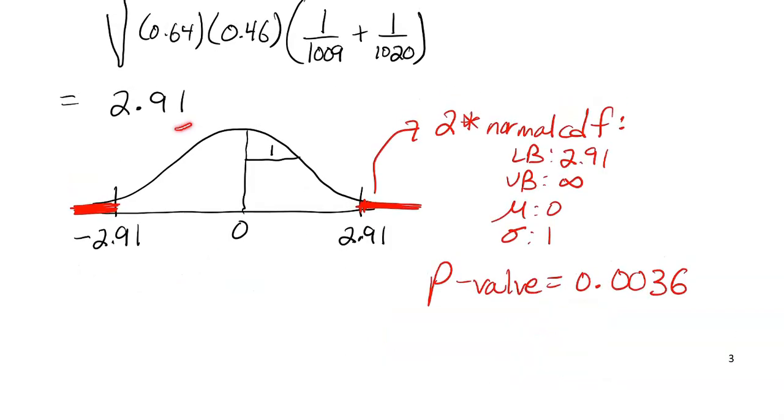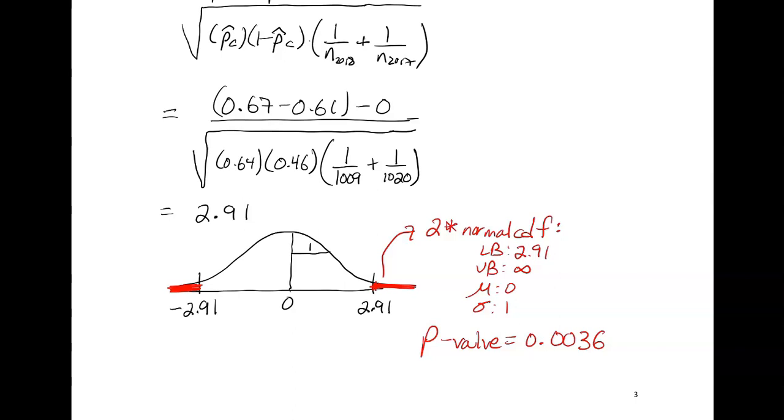And then once you have the test statistic, we can plot it. We just calculated or showed the normal condition. So we have a normal curve, but our 2.9. It's double-sided though, so you need the other side as well. And then from there, we can calculate the p-value doing 2, since we have two tails, times normal CDF. Here are the inputs, and we get a p-value of 0.0036.